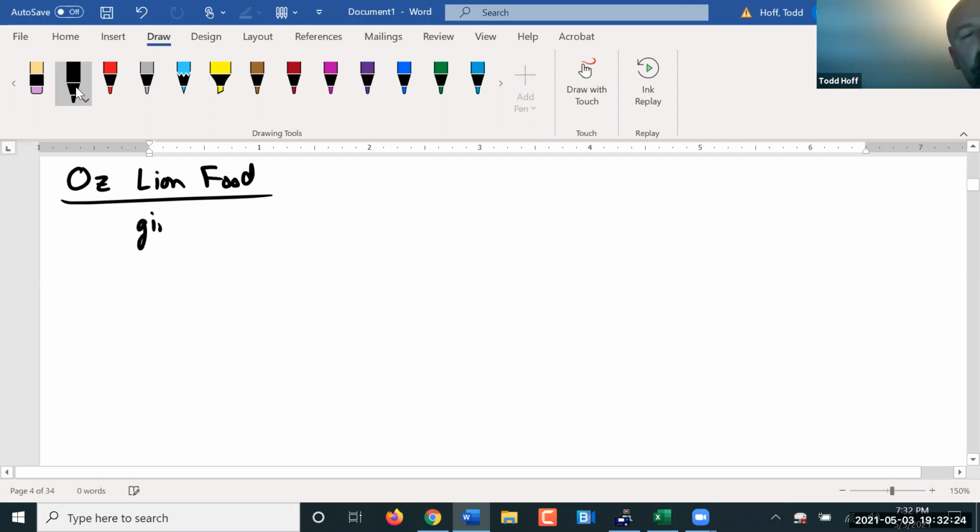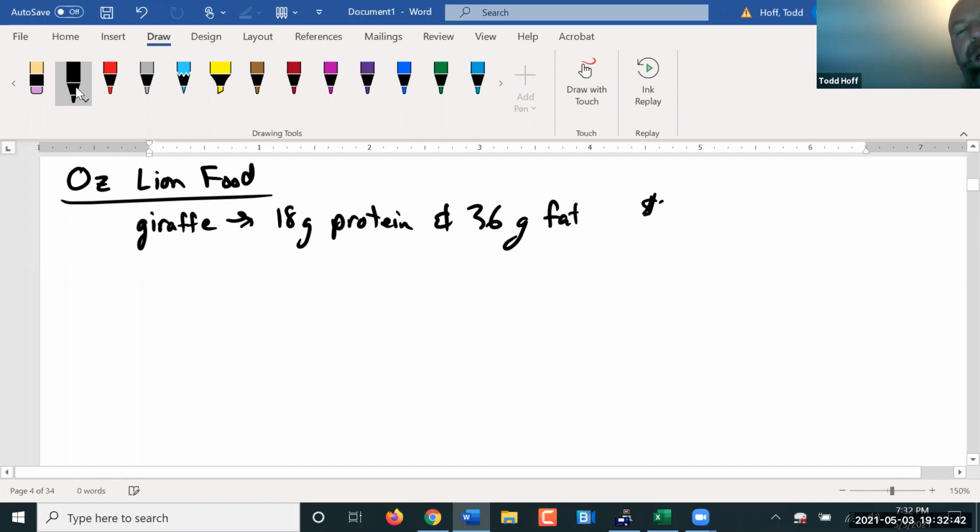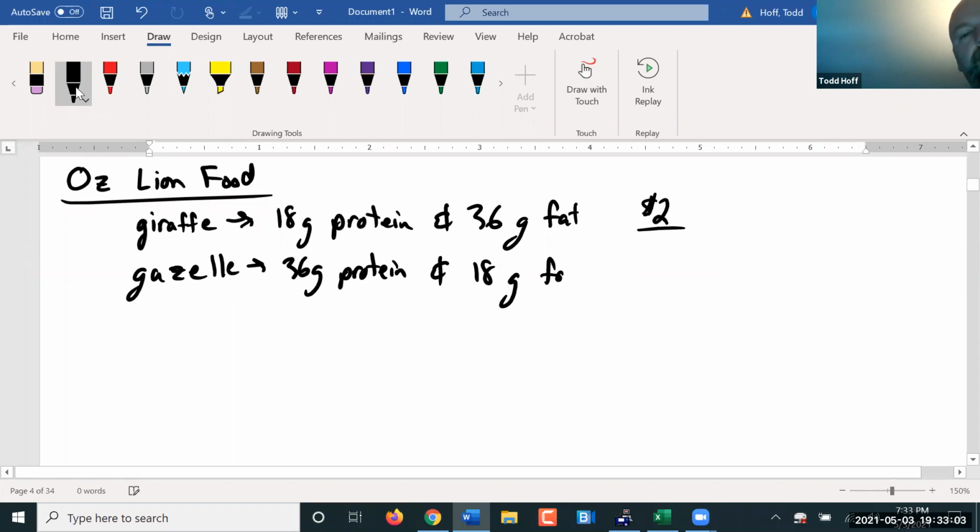They're going to use giraffe. And giraffe meat contains 18 grams of protein and 36 grams of fat per pound, and costs $2 per pound. The other type of meat that is used is gazelle meat. Gazelle meat has 36 grams of protein per pound and 18 grams of fat, and costs $4 per pound.